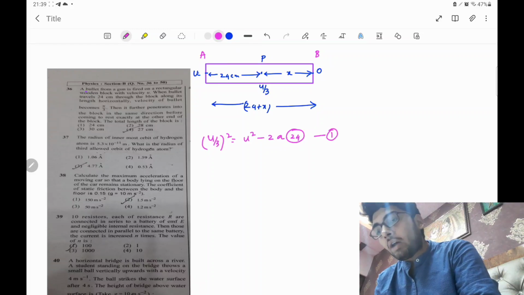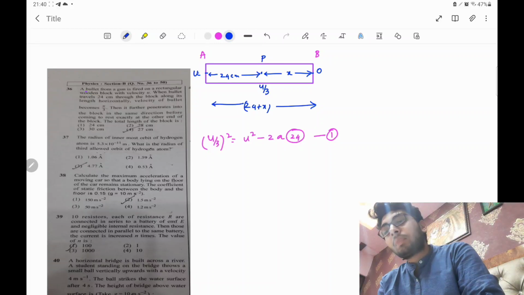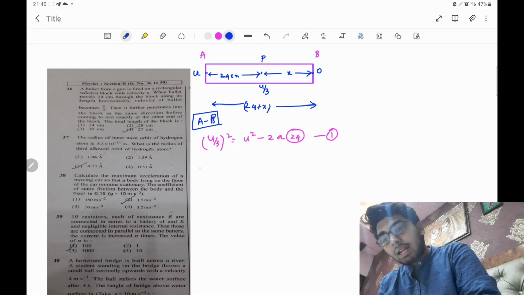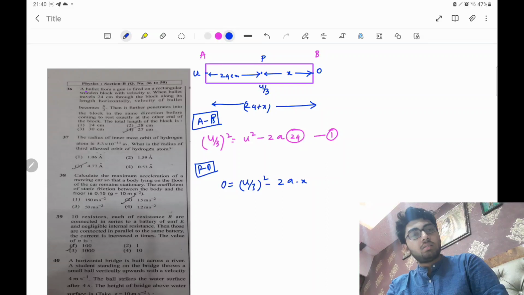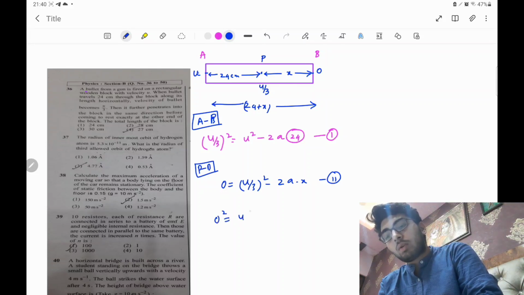Is it very clear? Another equation which I can write between point P and point B: 0 equals u by 3 whole square minus 2a into x, because it has covered a distance x. This is equation number 2. Another third equation I can write between the initial point and the final point: 0 square equals u square minus 2a into the total length, which will be 24 plus x. Very simple.